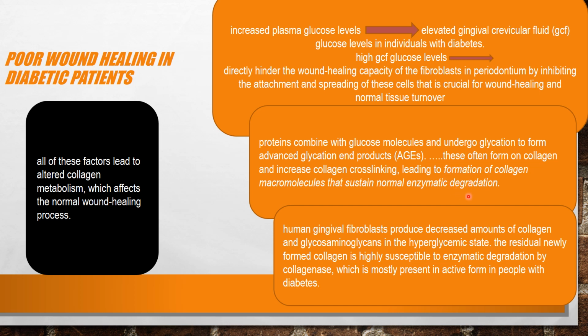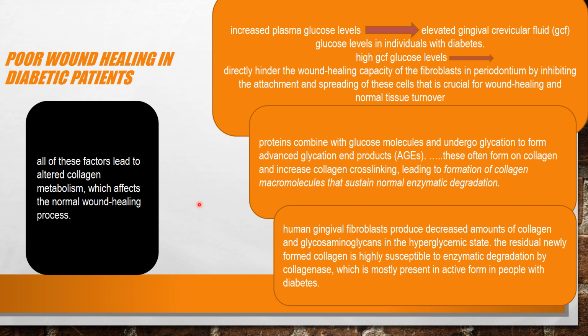The third factor is that human fibroblasts produce decreased amounts of collagen and glycosaminoglycans in the hyperglycemic state. The residual newly formed collagen is highly susceptible to enzymatic degradation by collagenase, which is most present in active form in people with diabetes. So collagenase activity will be more, and the fibroblasts will form only decreased amounts of collagen and glycosaminoglycans.